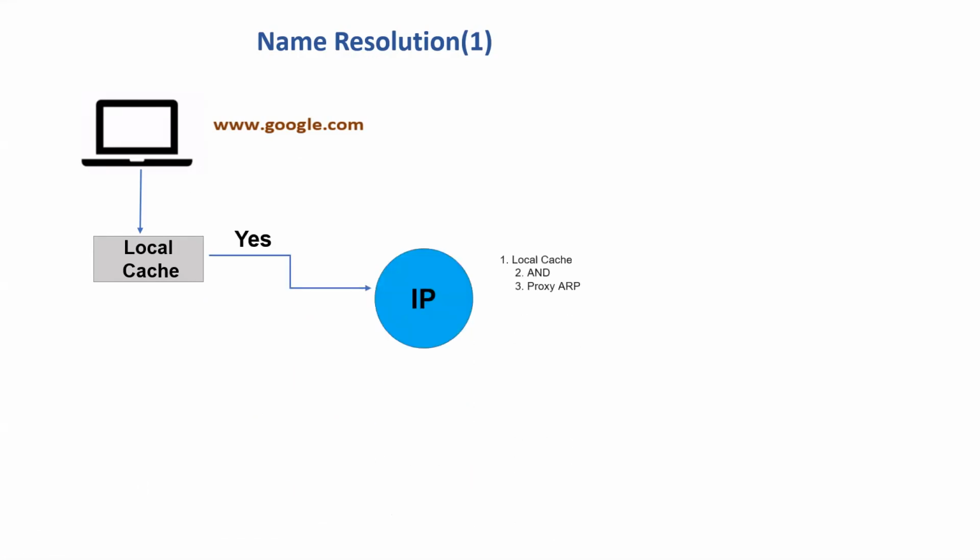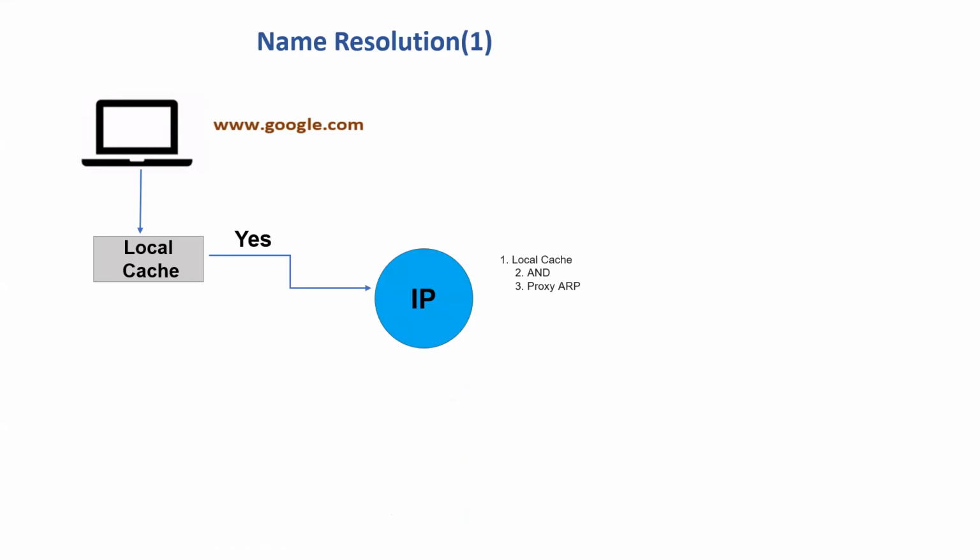One more thing I want to say here is that using the IP address only, you cannot ping or communicate with your destination. You need to know the MAC address also. So for that, first you will check the local cache for the MAC address of your destination.